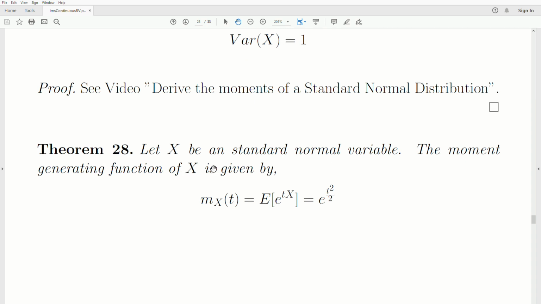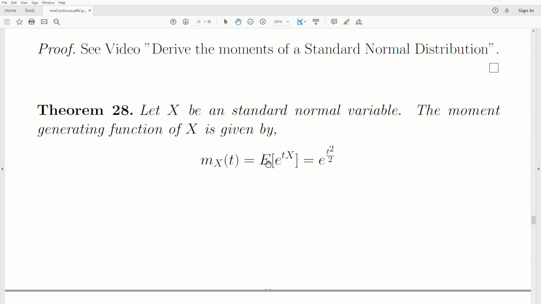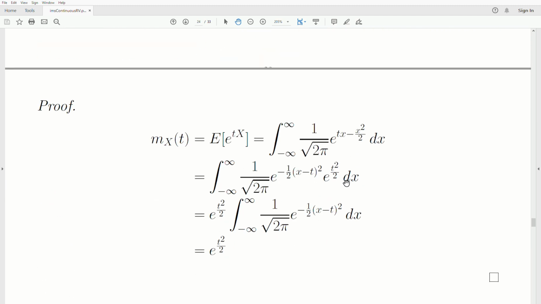Next theorem, let X be a standard normal random variable. The moment generating function of X is given by the expected value of e to the tX is e to the t squared over 2. Here's a quick little proof. The expected value of e to the tX means we take e to the tX times its density integrated over all possible values. Well, we combine the e's into this expression.